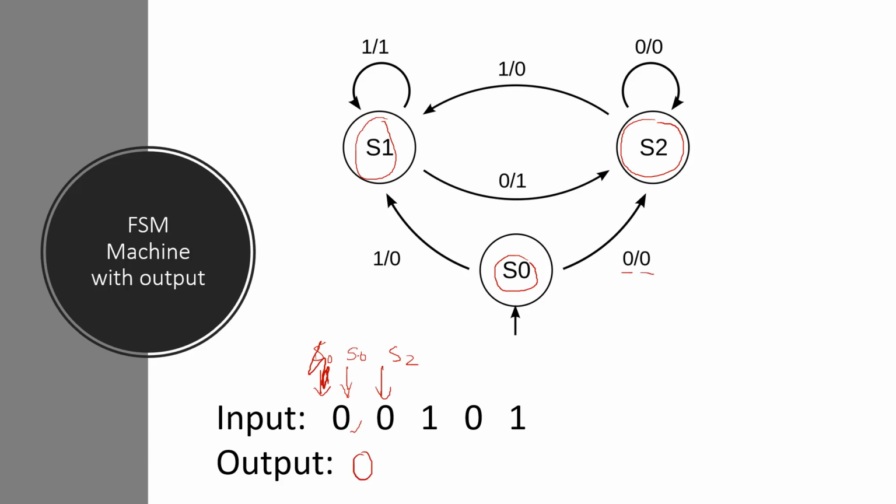And now we process this one. If you're in S2 and you see a 0, you're going to stay in S2 and output a 0. Now if you're in S2 and you see a 1, you're going to go to S1 and output a 0. If you're in S1 and you see a 0, you output a 1 and go to S2. If you're in S2 and you see a 1, you're going to output a 0 and go to S1.